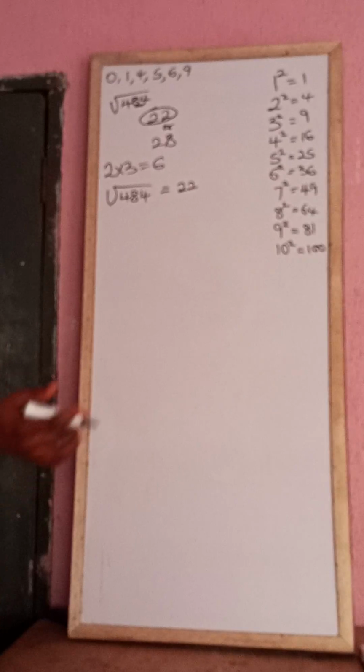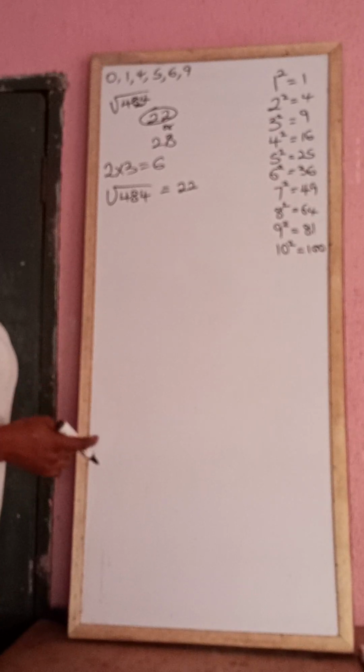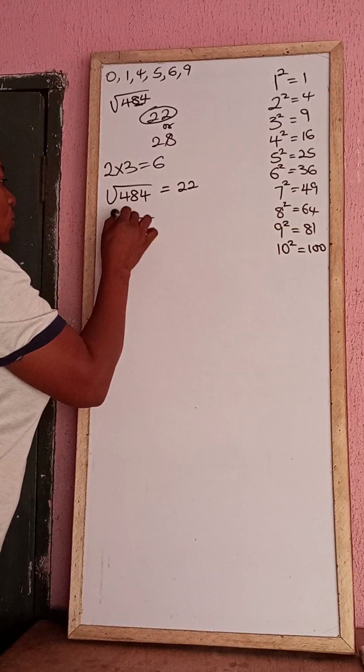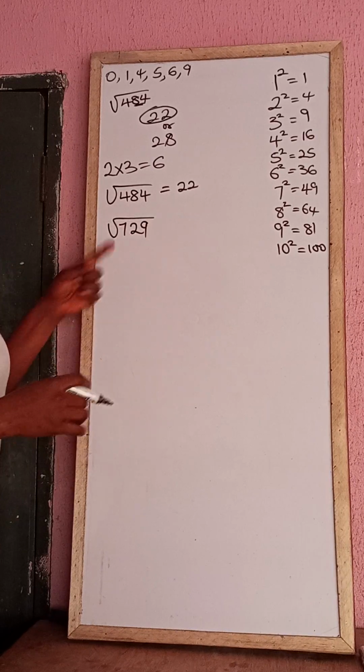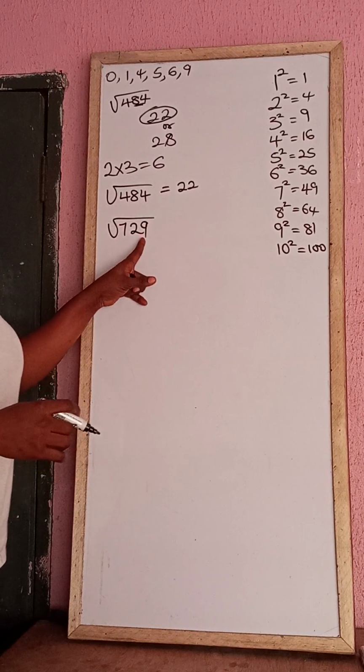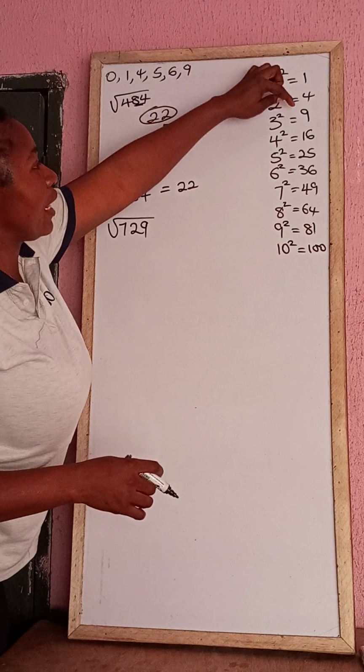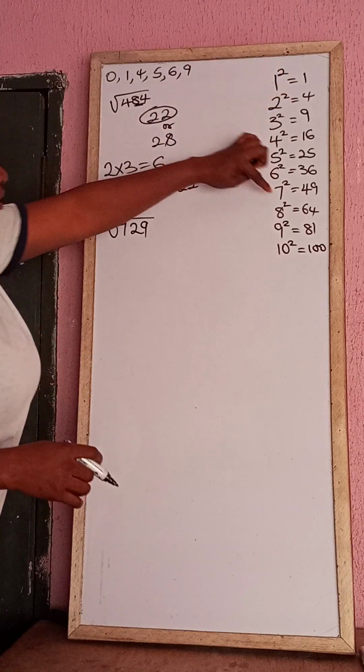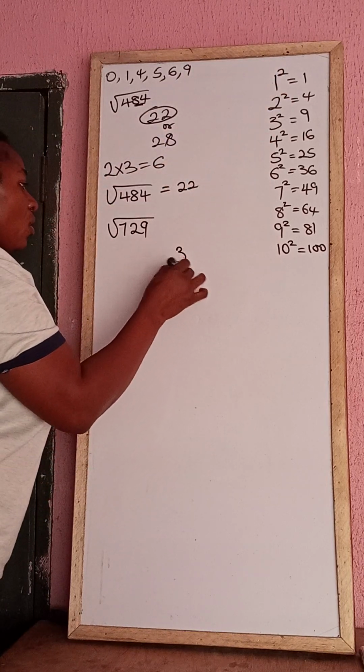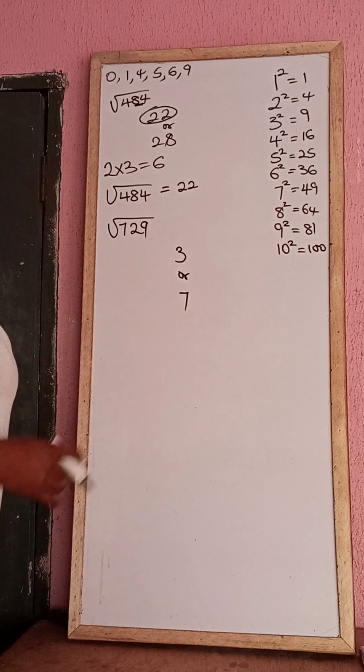I want to take a second example. Let's look at the square root of 729. When you look at 729, the last digit is 9. The one that leaves the last digit of 9 is either a 3 or a 7. So we have 3 or 7 as the last digit of our answer.